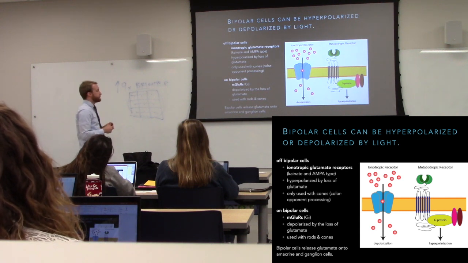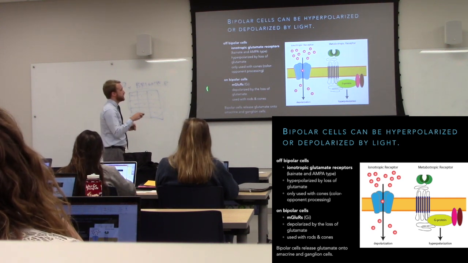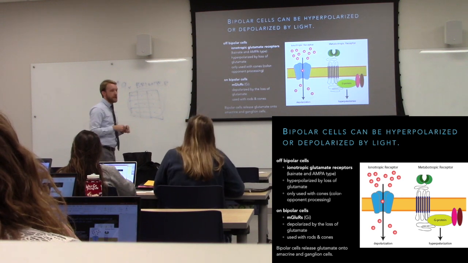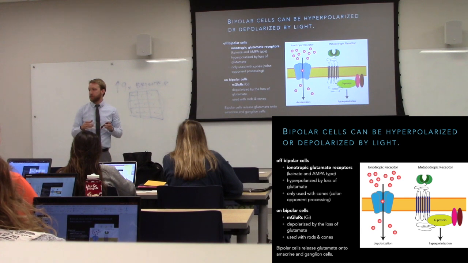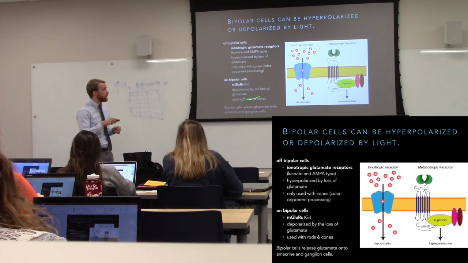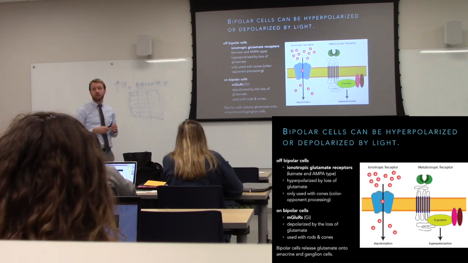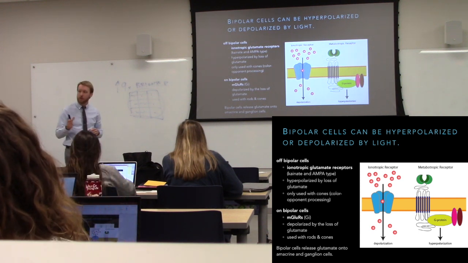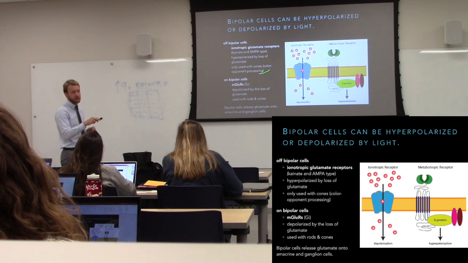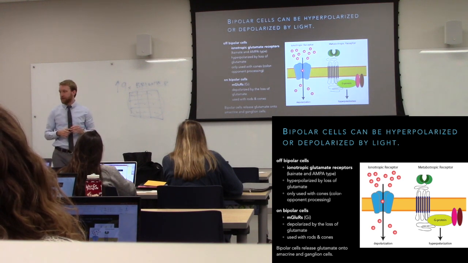For rods, it's just going to be on. That's it. Rods are pretty straightforward. If light hits the photoreceptor, it hyperpolarizes, that stimulates the on bipolar cell. That stimulates the retinal ganglion cell. For cones, because we're trying to distinguish colors, a little different. We've got to have this off bipolar cell there, and we'll see why around the end.